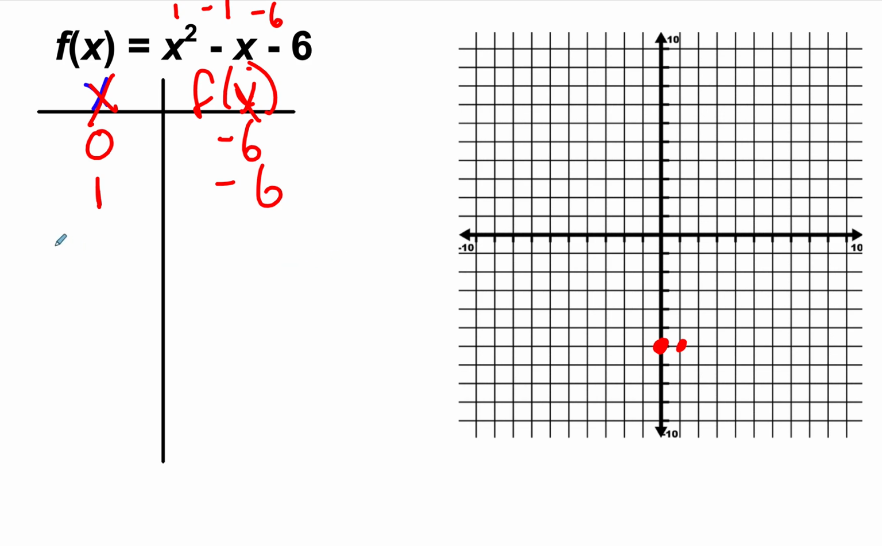All right. Well, what should we plug in next? This was not what I expected at all. Wow. What should we plug in next? You know, let's go crazy. Let's plug in 2. So 2 squared is 4, 4 minus 2 is 2, 2 minus 6 is -4. So 2, 1, 2, 3, 4.